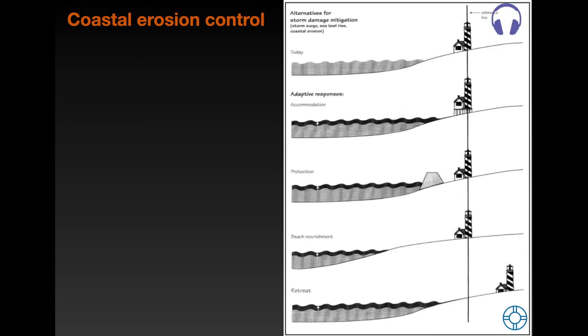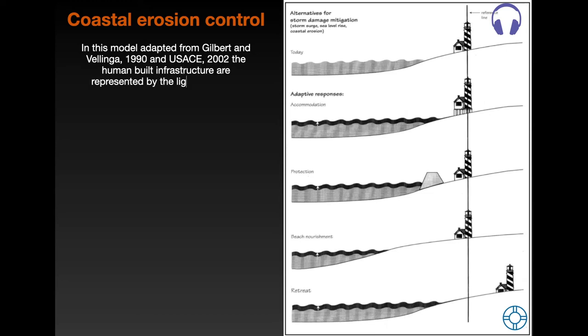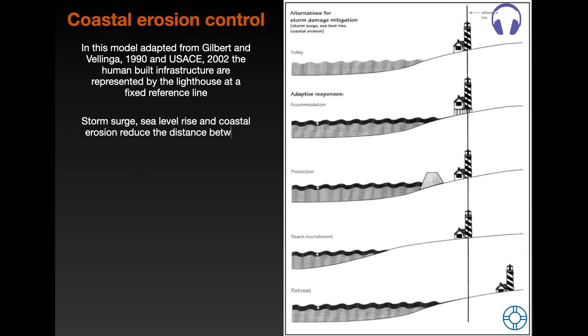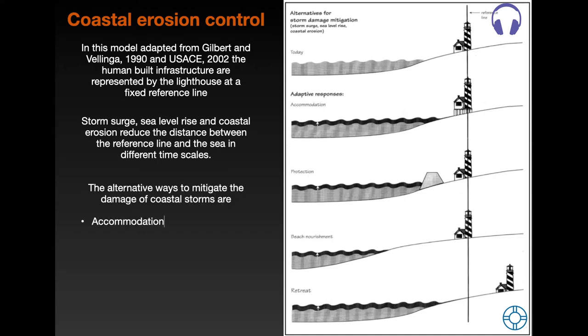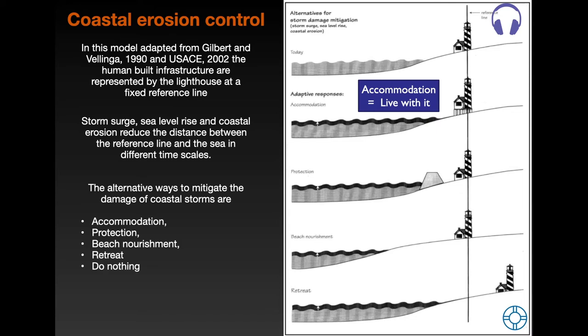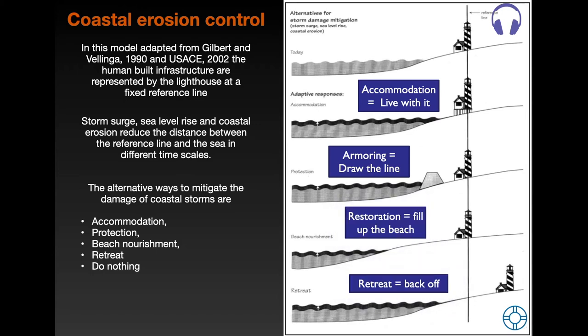For coastal erosion control, in this model adapted from Gilbert and Velinga 1990 and Hues 2002, the human-built infrastructure is represented by the lighthouse at a fixed reference line. Storm surge, sea level rise, and coastal erosion reduce the distance between the reference line and the sea on different time scales. The alternative ways to mitigate the damage of coastal storms are accommodation, protection, beach nourishment, retreat, or doing nothing. The common quotes associated with these alternatives are: for accommodation, live with it; armoring, draw the line; restoration, fill up this beach; and retreat, back off.